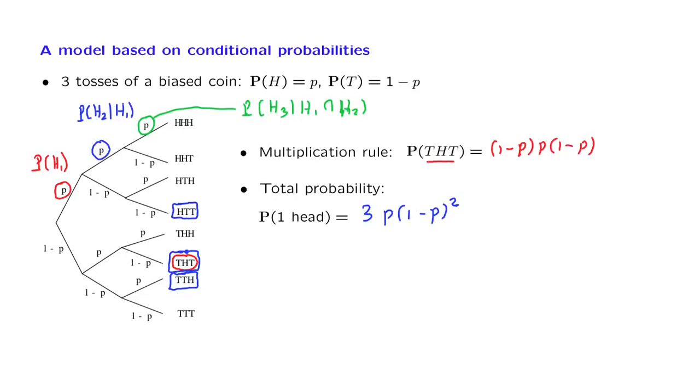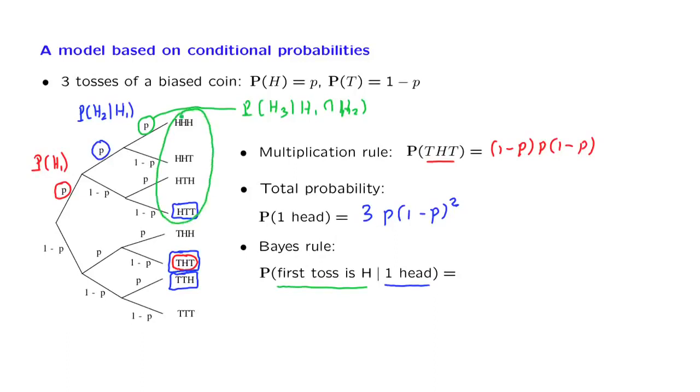Finally, let us calculate a conditional probability. And this is essentially the Bayes rule. Suppose that we were told that there was exactly one head. So in particular, the blue event has occurred. And we're interested in the probability that the first toss is heads, which corresponds to this event here. These are all the outcomes in which the first toss is equal to heads. So, given that the blue event happened, what is the probability that the green event happens?